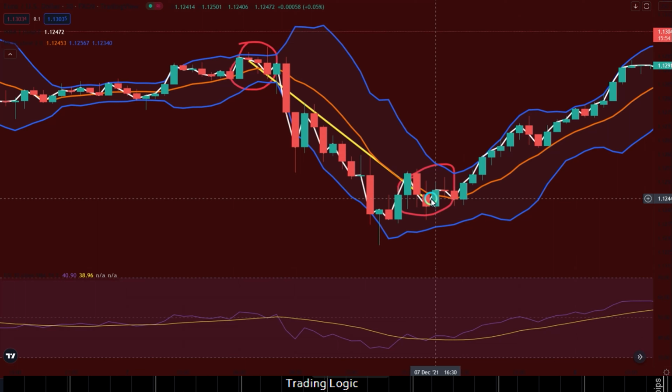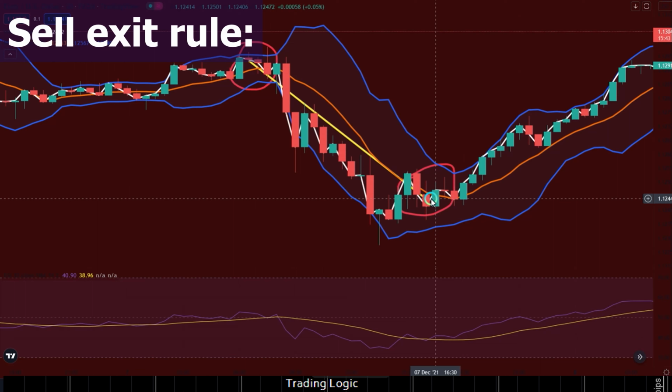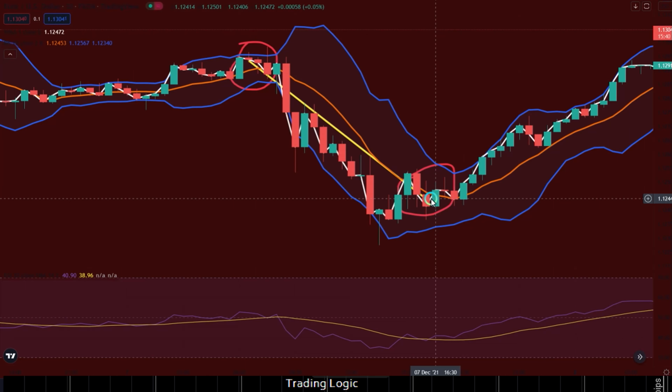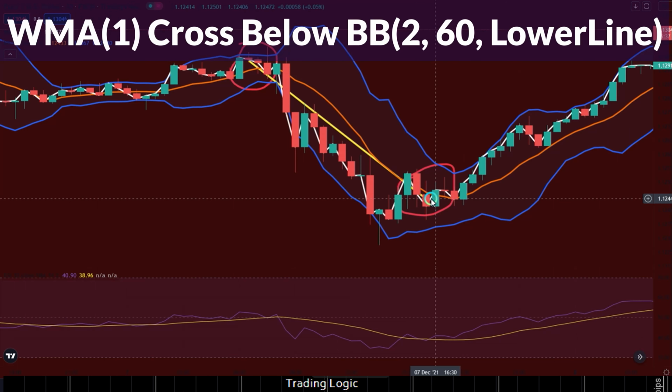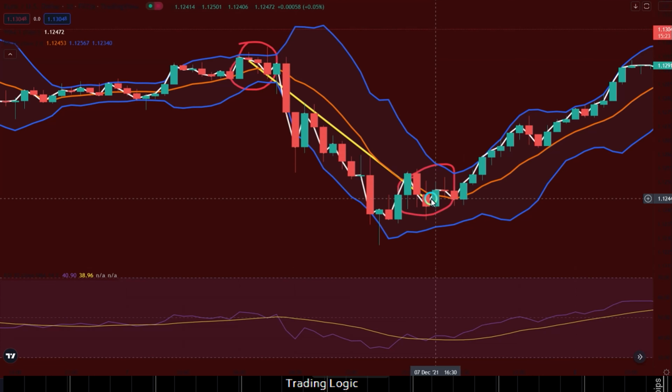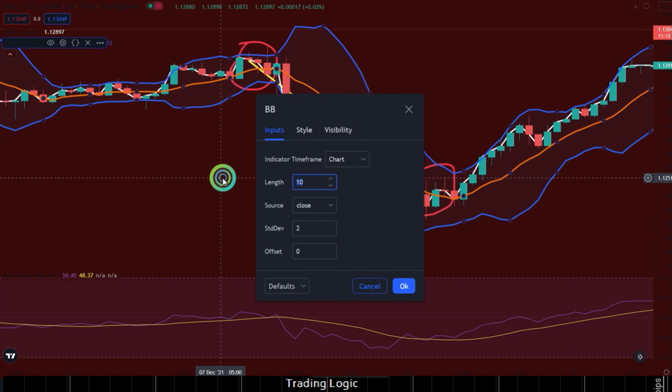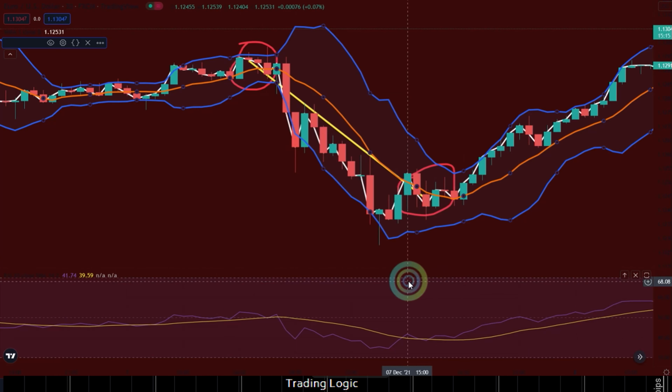It is the same kind of structure that we used with the buy exit condition. So we have a simple exit rule: when a 1 period weighted moving average crosses below a Bollinger Bands lower line, that is 2 deviation and 60 period, then we can close our trade. But only if 510 minutes have passed after the entry. It is really important. If it happens before that, you don't do anything.